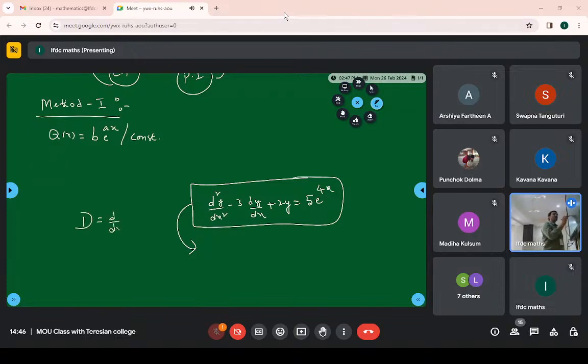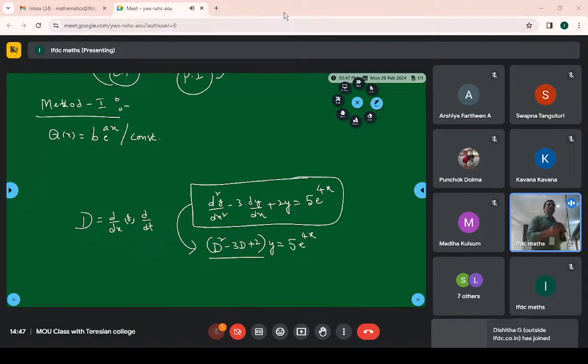Capital D is generally called a differential operator. It is represented as d by dx, or sometimes if it is in terms of t, we can write d by dt. So in operator form, it must be converted into (D square minus 3D plus 2) whole into y is equal to 5 e power 4x. This is a quadratic equation. We know how to find the roots of this quadratic equation.